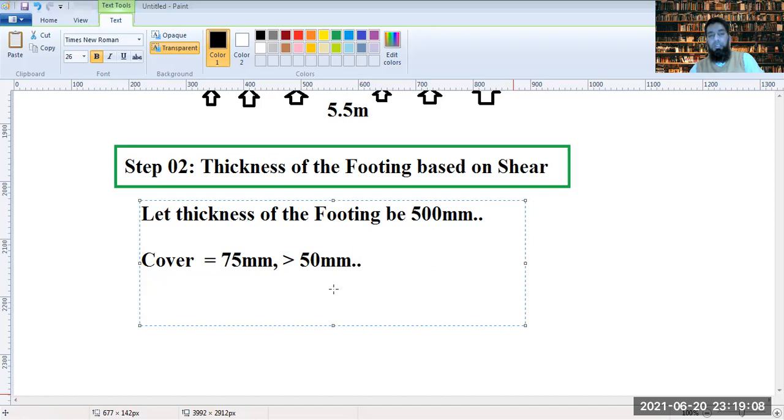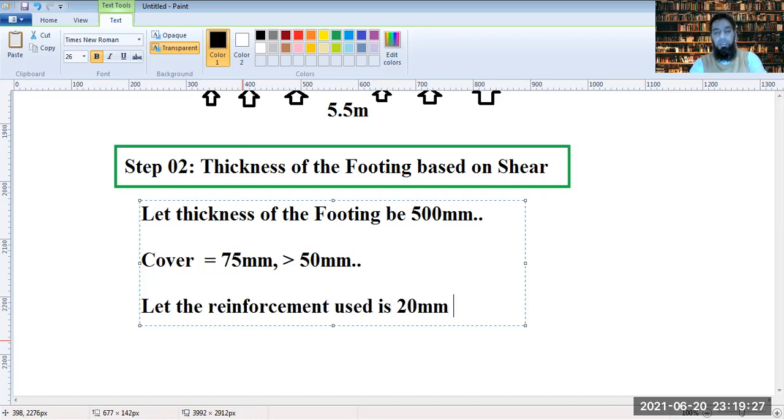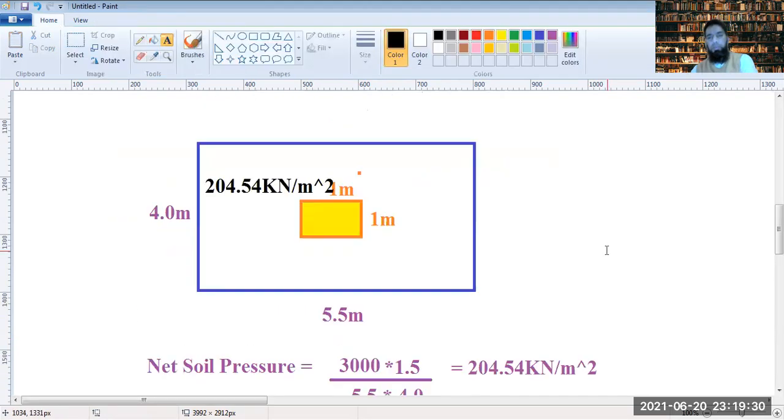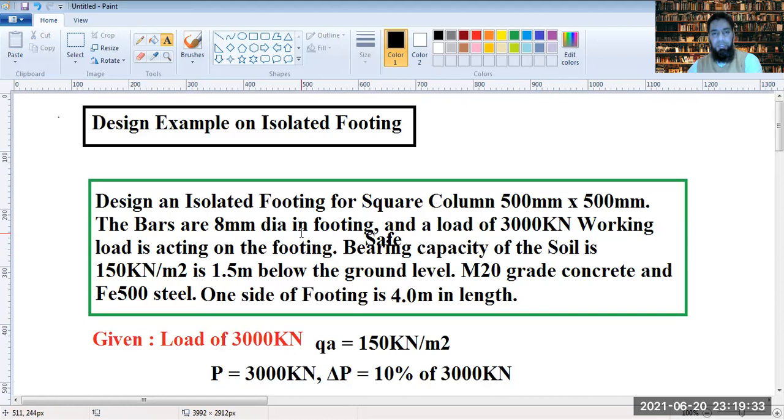Next, once you have already determined the clear cover, let the reinforcement used be 20 mm. We probably mentioned 8 mm in the question, so let's forget about this, that is not given in the question. The 8 mm would be quite less for this type of a question. So this information is not provided to you.